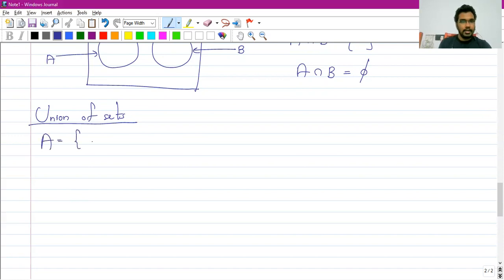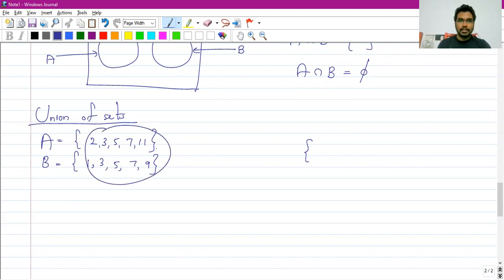If I take set A as 2, 3, 5, 7, 11, and B as 1, 3, 5, 7, 9, I can write a set with all of these elements like this: 1, 2, 3, 5, 7, 9, 11.